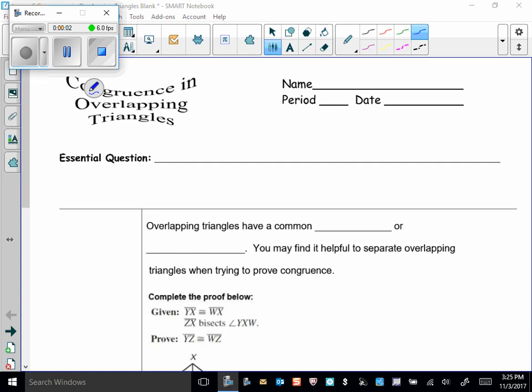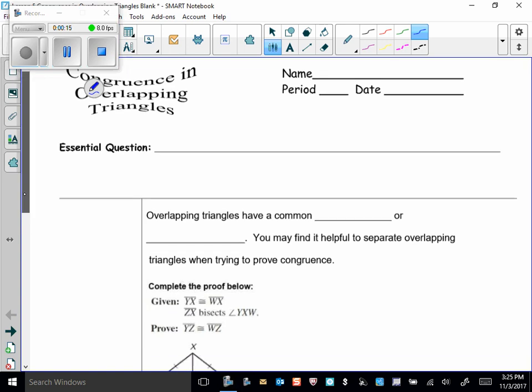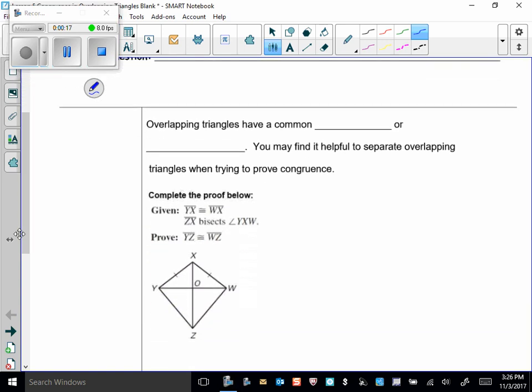Today's lesson is on congruence and overlapping triangles, and since we have already done several proofs containing overlapping triangles, I'm going to keep this pretty short and expect you to do most of the work here. So let's just fill in our blanks and then we'll get right to the proofs.